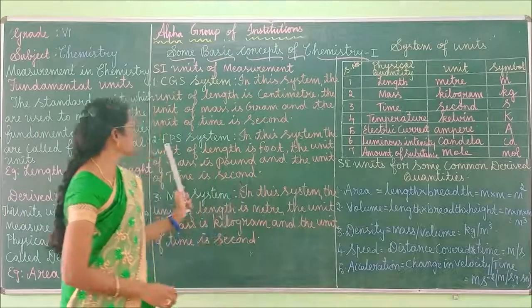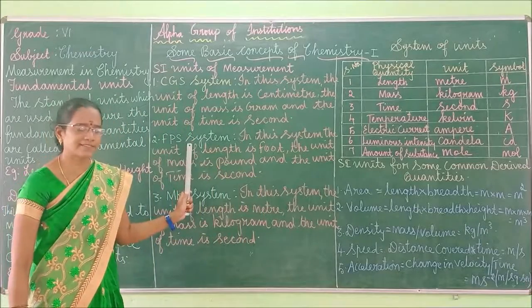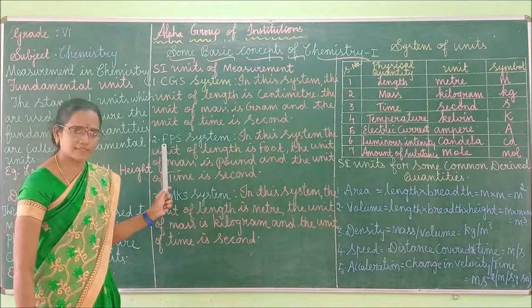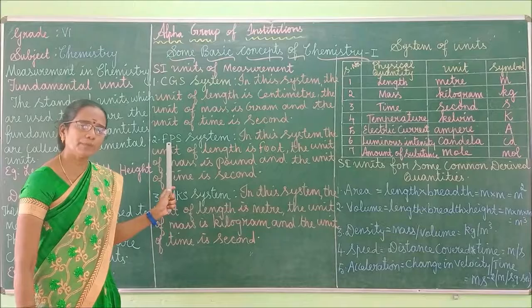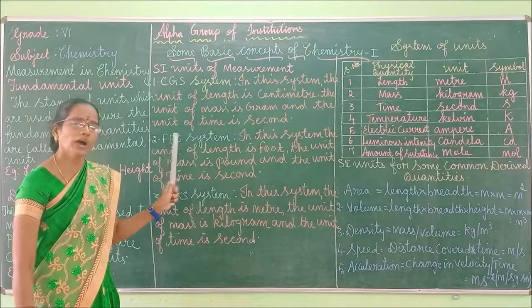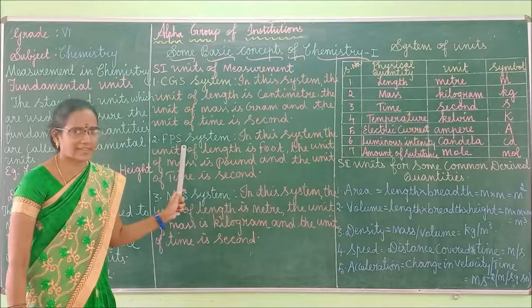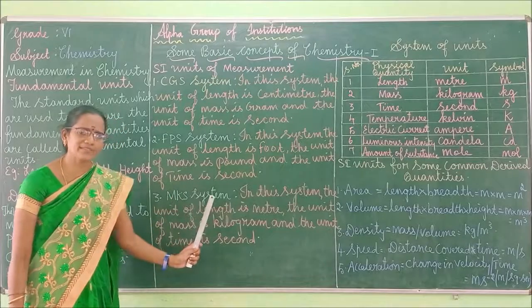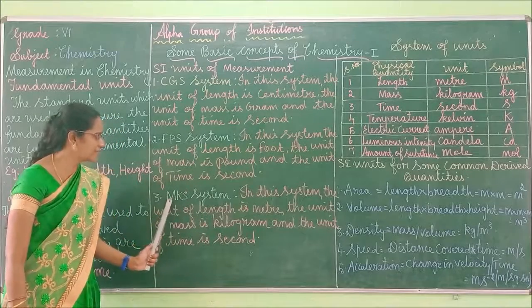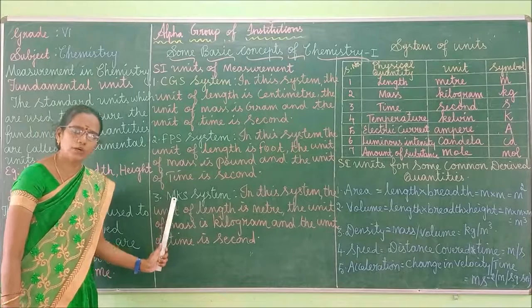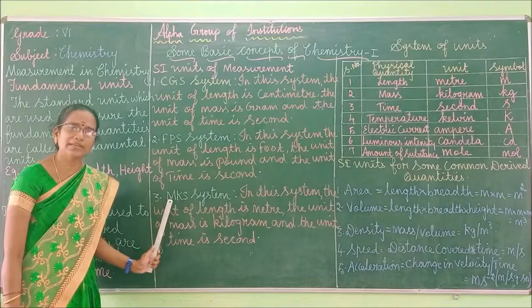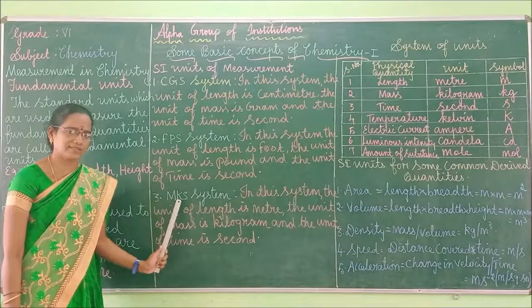So FPS is the foot, pound, second system. In this system, the unit of length is foot, the unit of mass is pound, and the unit of time is second. Got it? Next, what is the MKS system? MKS means meter, kilogram, second system.